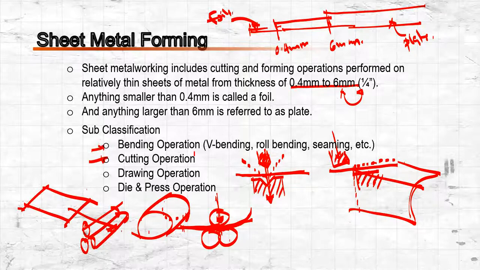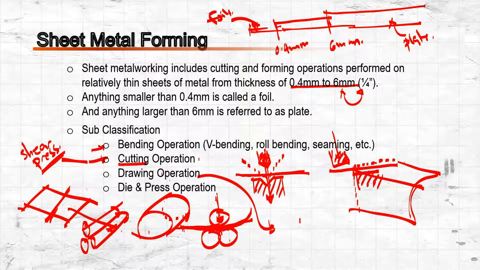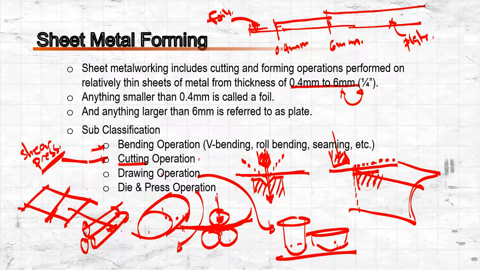Okay, and we have cutting operations, for example shear cutters. I think it's the shear press, something like this. You can just check this out. Again, when I say cutting, it's simply cutting the sheet metal. For the drawing operation, it's the process used for, let's say, a stainless steel cup or something like that. That's an example of drawing operations. And for the die and press operation, this is an example of the production of car body shapes. It's just being pressed. So just check this out.